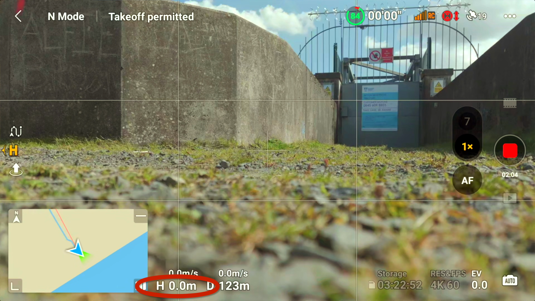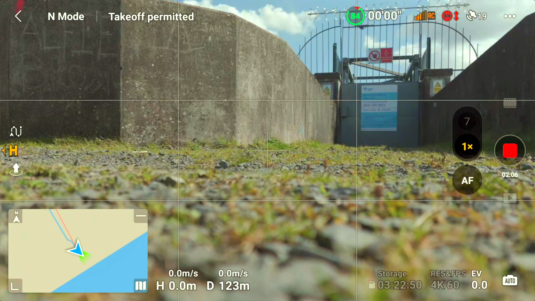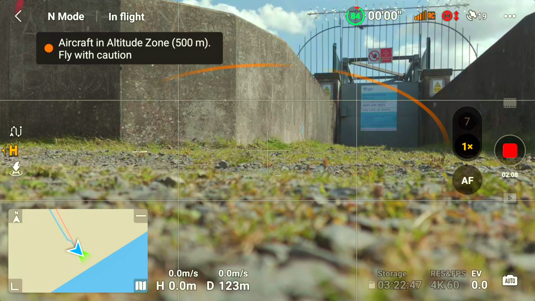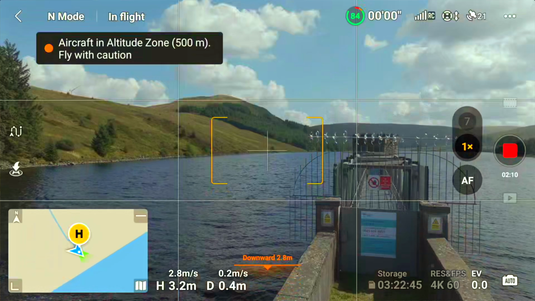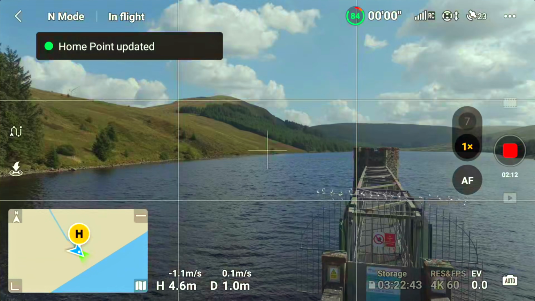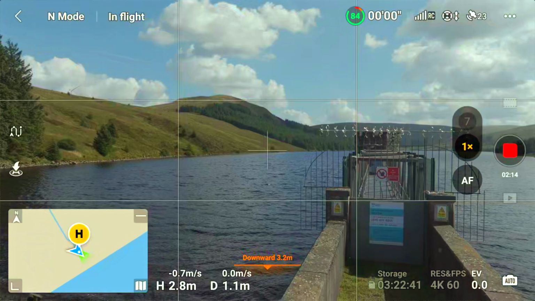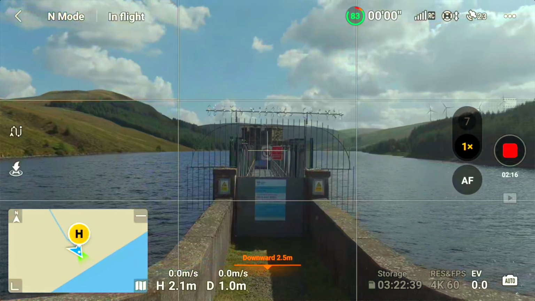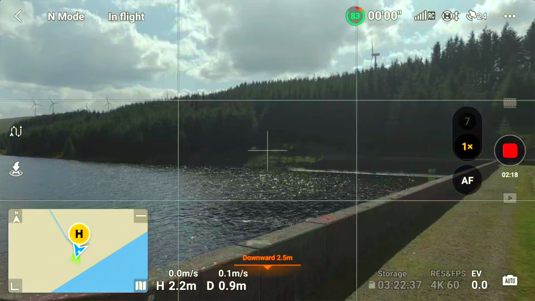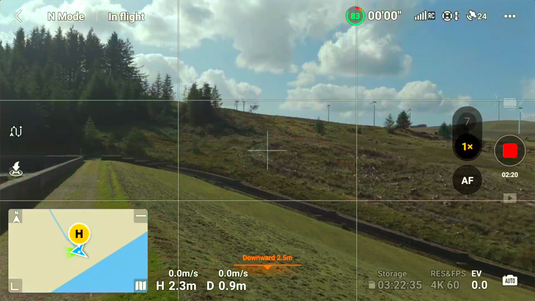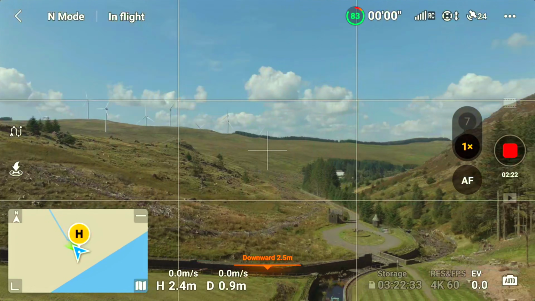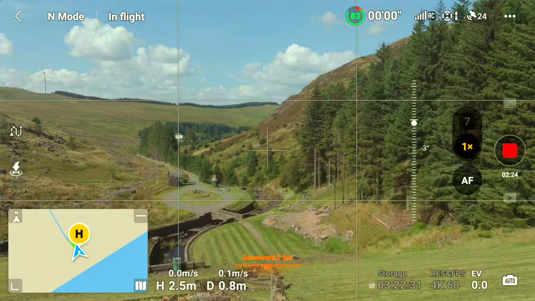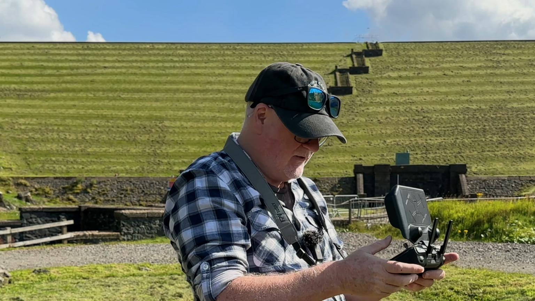And if I take off again, you can see that the height has been reset to 0 from up here. Now if I fly back down, all that's going to happen is, and this is simulating as if I was up there beside the drone and had just taken off.